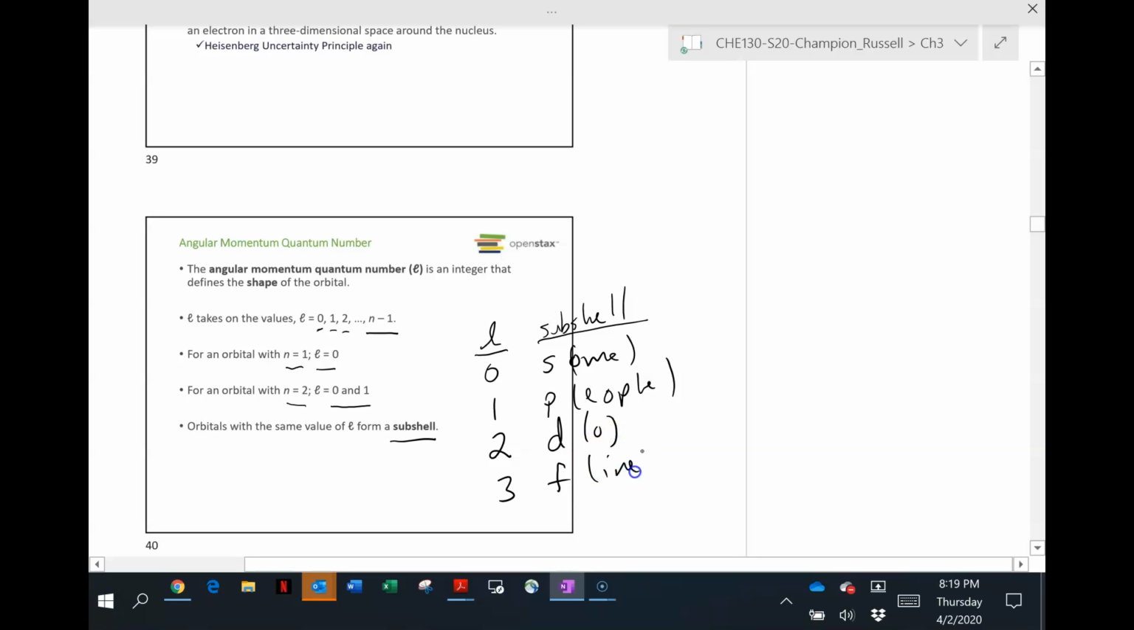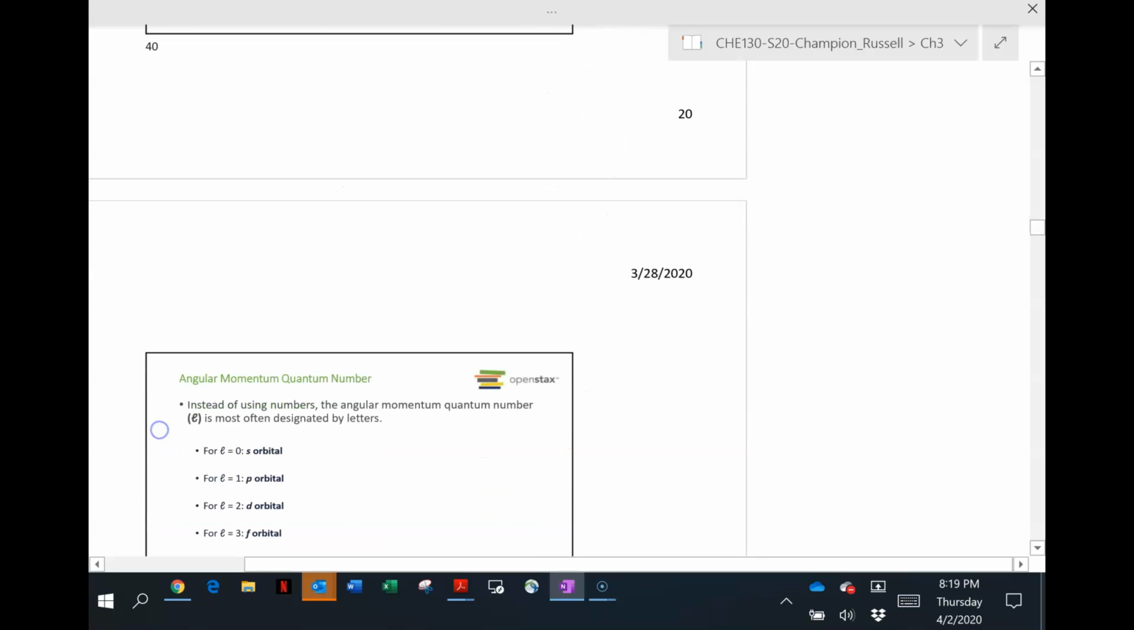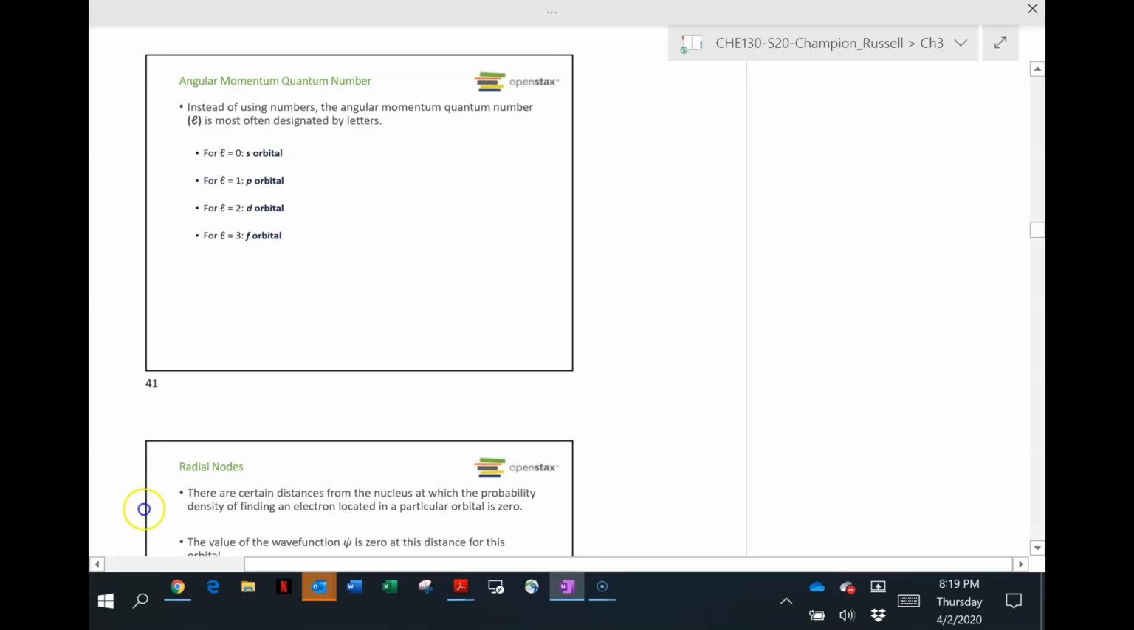That's called a subshell, and if l has a value of 0, we call that an s subshell. If it has a value of 1, we call that a p subshell. If it has a value of 2, we call that a d subshell. And if it's 3, we have an f subshell. Folks say "some people do fine" is one way folks remember s, p, d, f. And again, this is the same thing I just wrote on the previous slide.